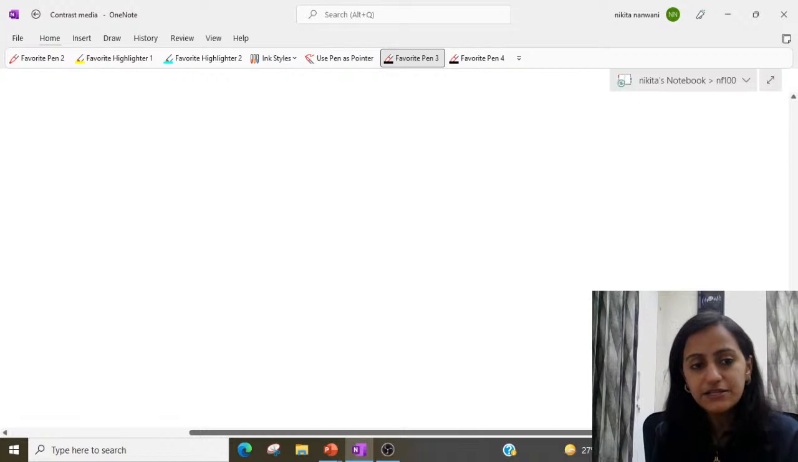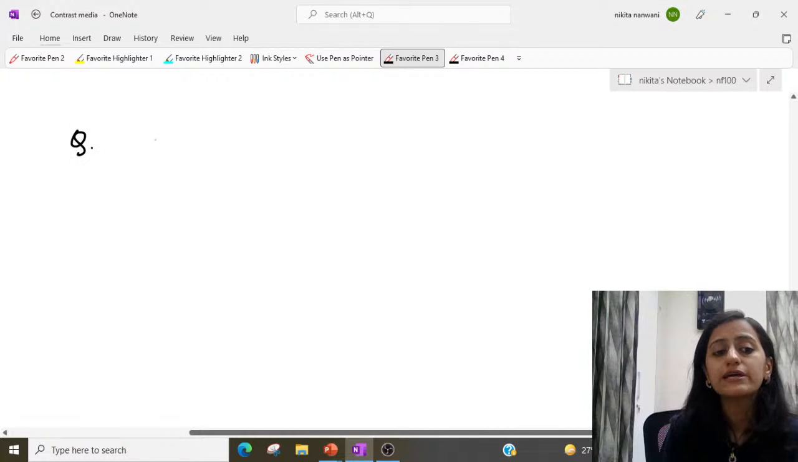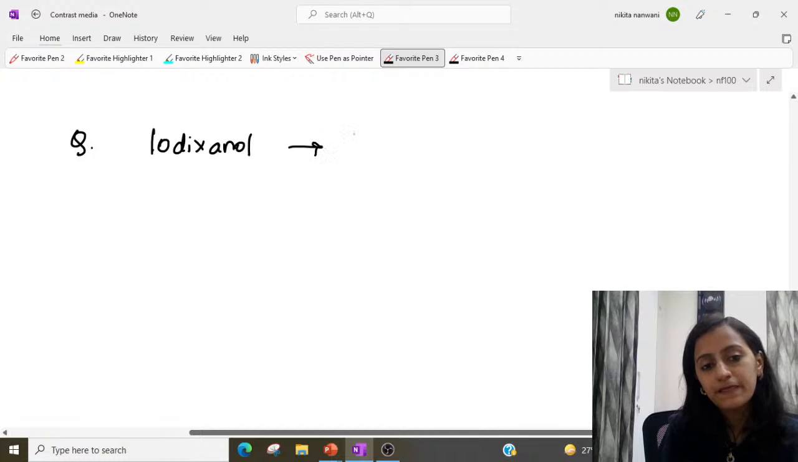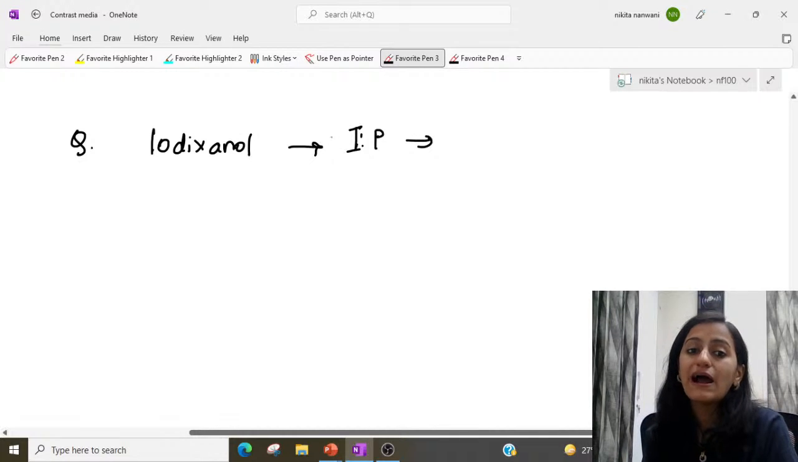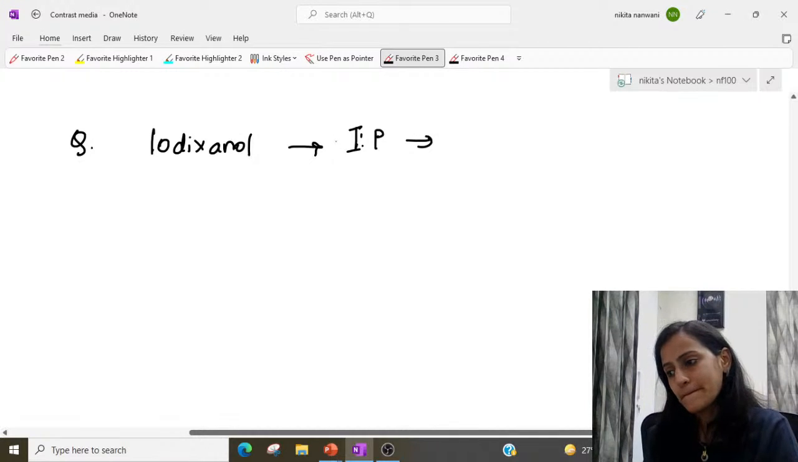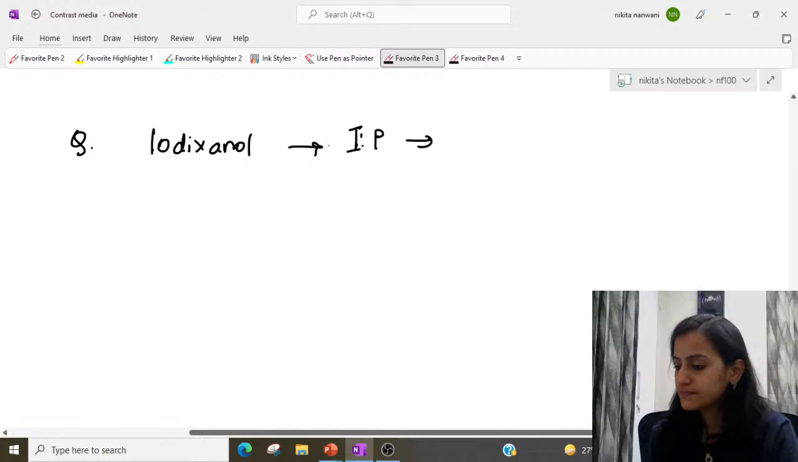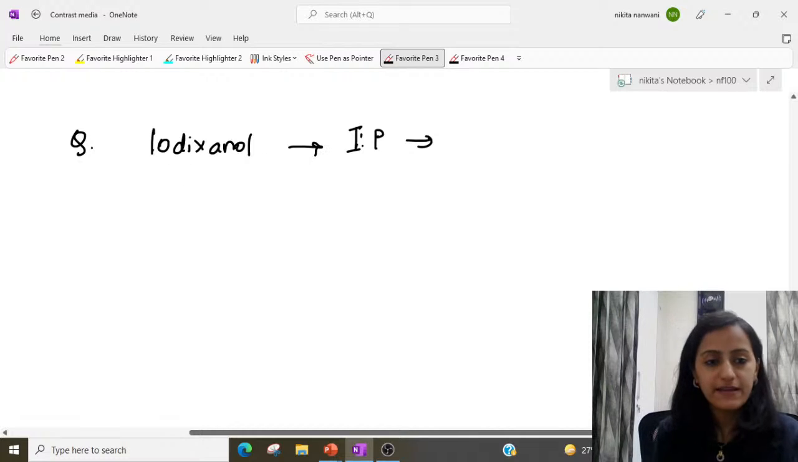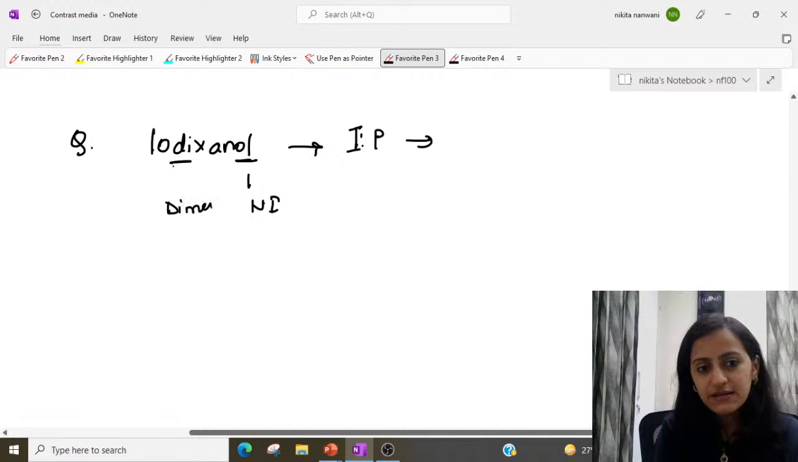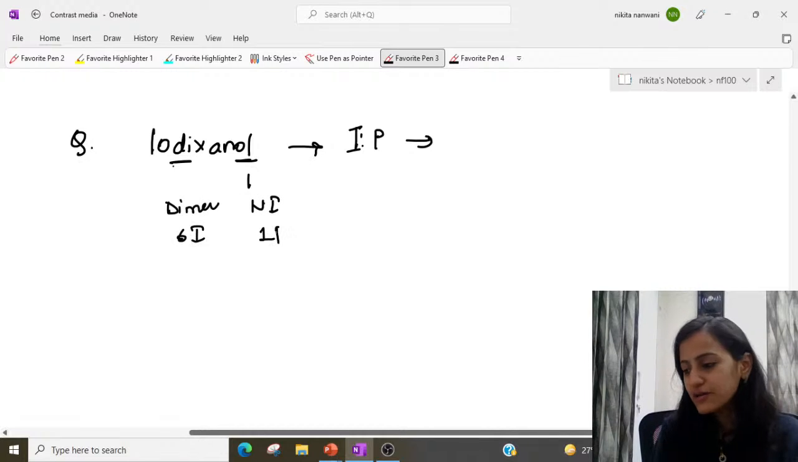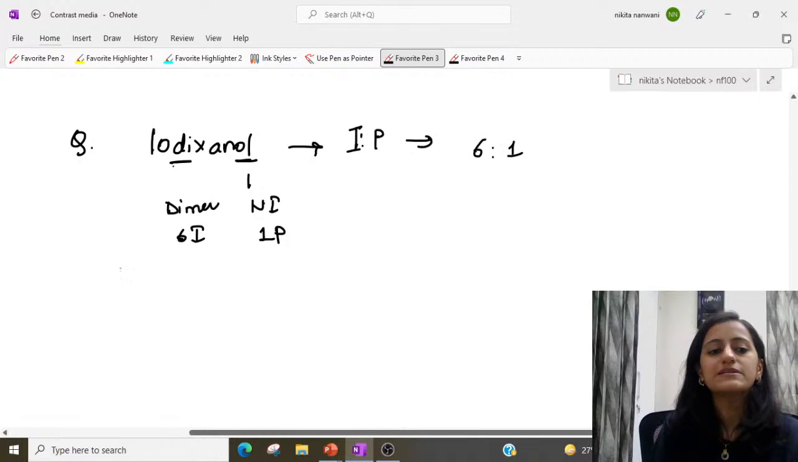Now, what will be the iodine particle ratio of iodixanol? Very correct. Iodixanol is OL. It is a non-ionic dimer. Dimer is 6 iodine, non-ionic is 1 particle. So it is going to be 6:1.